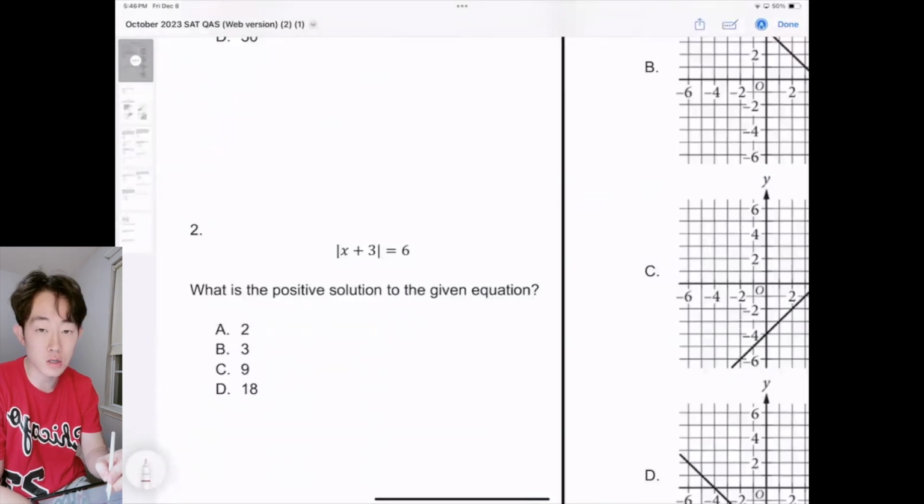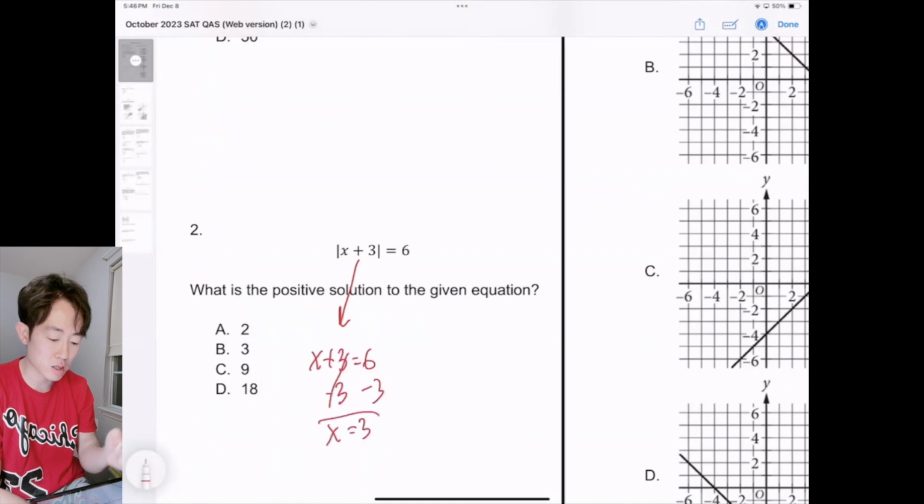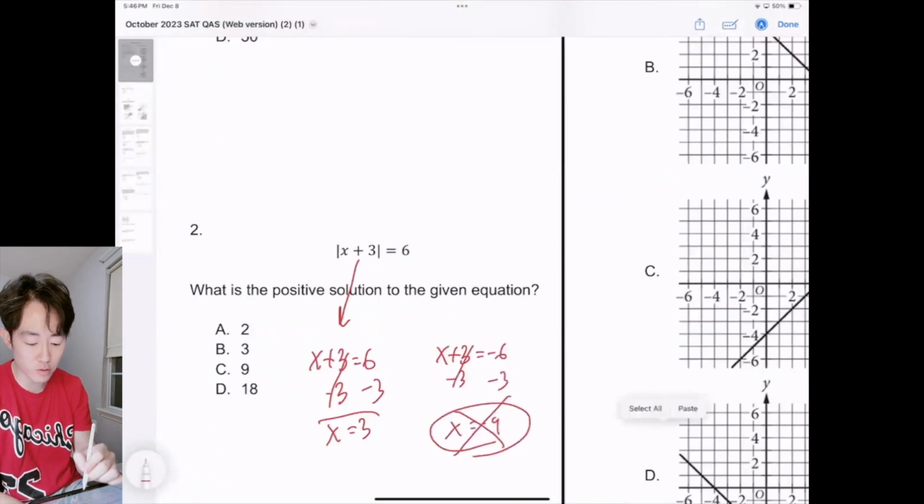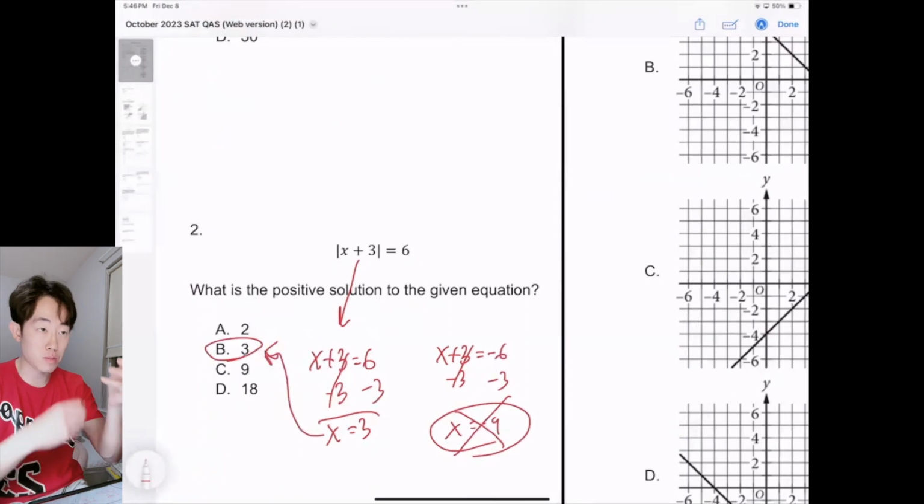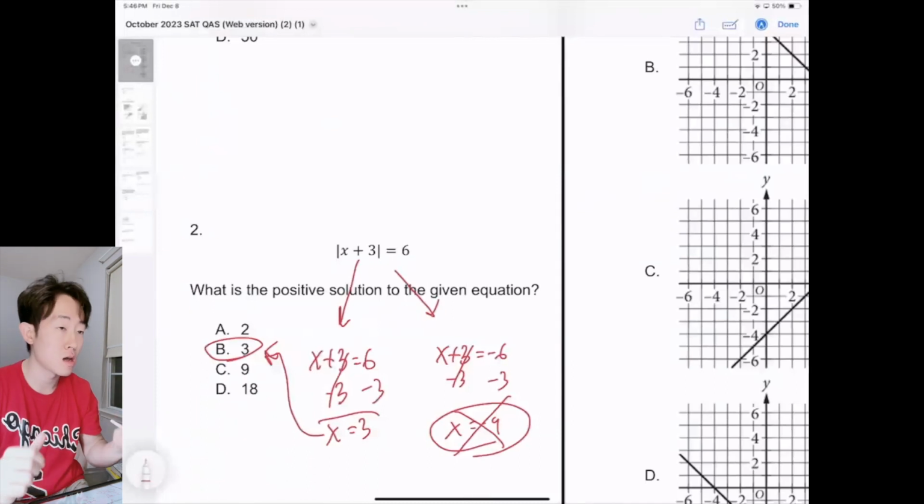Number two, what are the positive solutions to the given equation? The positive solution usually for an absolute value, you can just take this and solve for x directly and subtract 3 on both sides. You get x equals 3. The other negative solution will be when x plus 3 equals negative 6, which will lead you to x equals negative 9. Just food for thought, make sure that you're able to solve for absolute values by drawing out these two branches, the positive and the negative versions, and then you should be able to solve it that way.